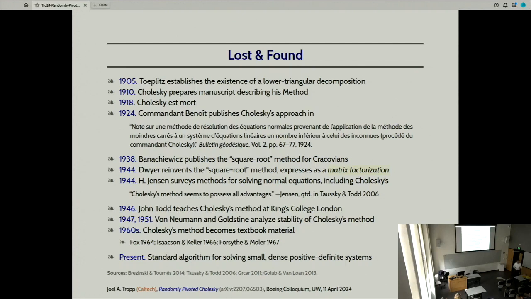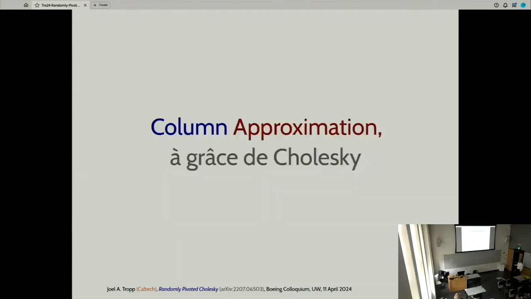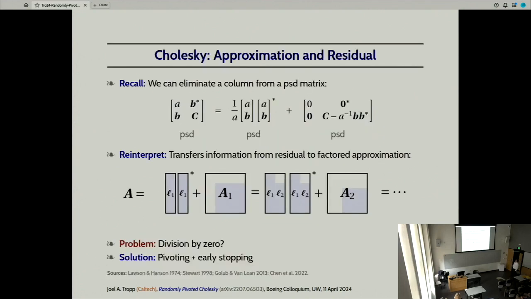So I hope that, aside from the history, this method is familiar to all of you from your numerical linear algebra courses. All right, so I want to tell you about a different thing that you can do with Cholesky's method, which has been known for a long time, but perhaps was not as widely appreciated, and that's something called column approximation. So let me tell you about column approximation. So let's revisit the basic step in Cholesky's method. So remember, we have a positive semi-definite matrix, which we're going to split into an approximation and a residual.